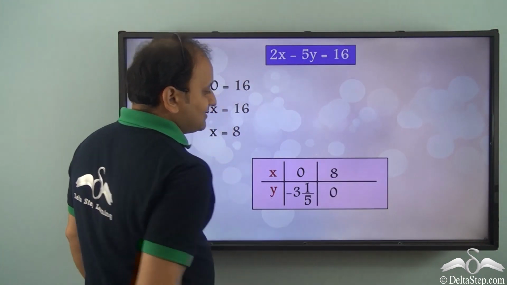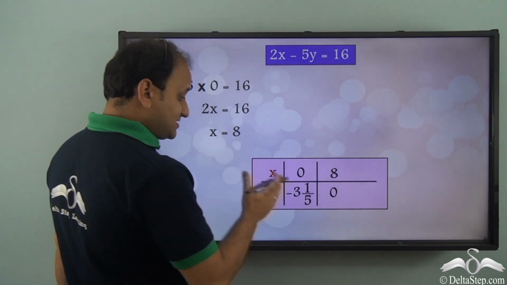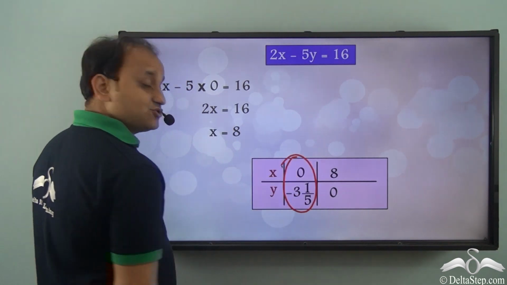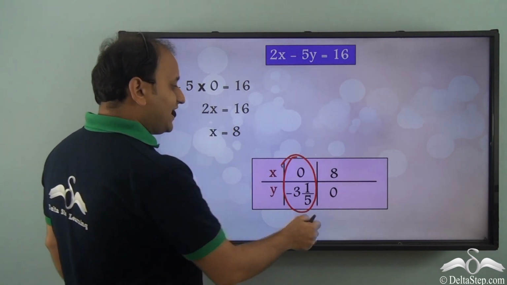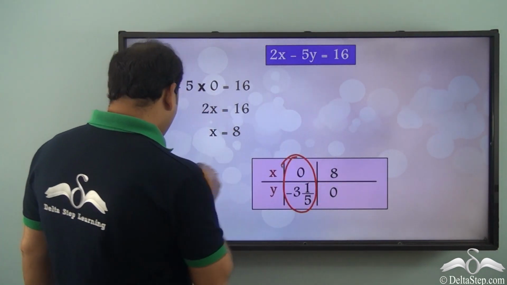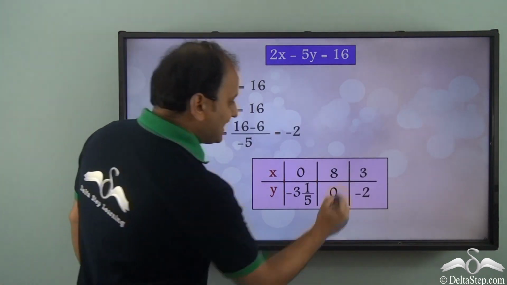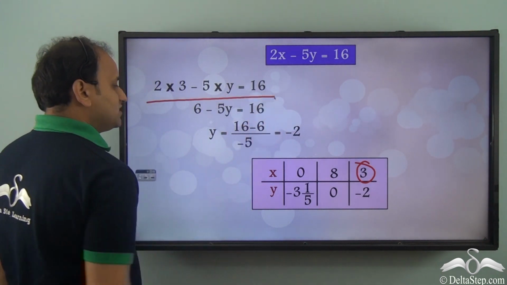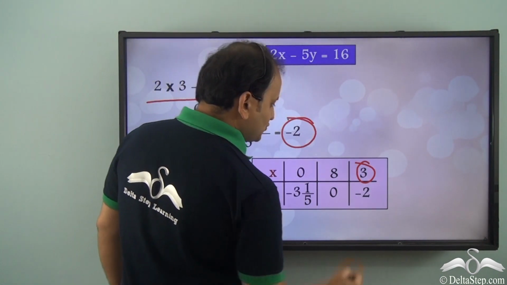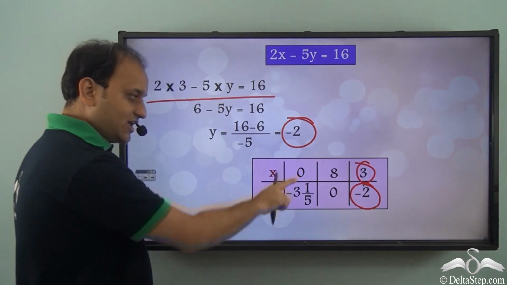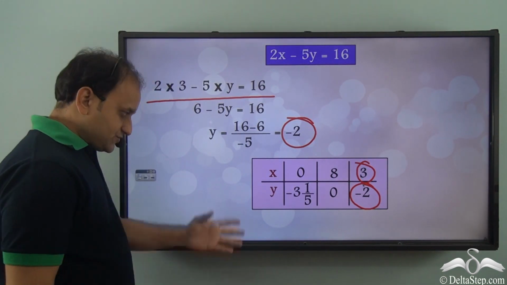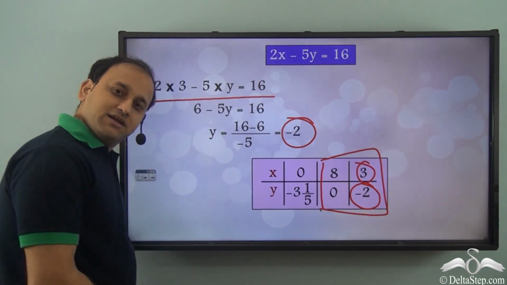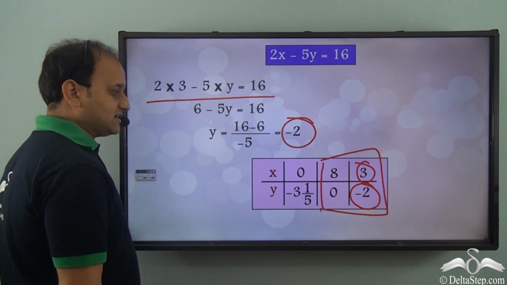So this is easily plottable, but we still need one more point because the other is not easy to plot. So we will take another value of x here. So if we take x as 3, then what do we get? Well, if we substitute in the equation, we get y as minus 2. So when we take x as 3, we get y as minus 2. So we'll take this. So we have 2 points which are easily plottable on the graph paper. So we'll consider these.